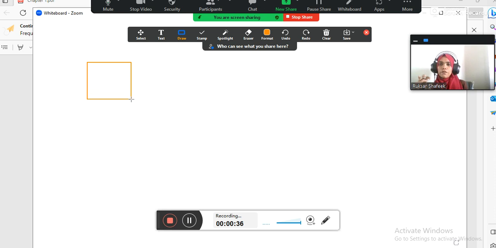When you have a square and you need to find the perimeter of this square, the perimeter means adding all the sides. So all four sides need to be added. And let's say this was 6 centimeters.